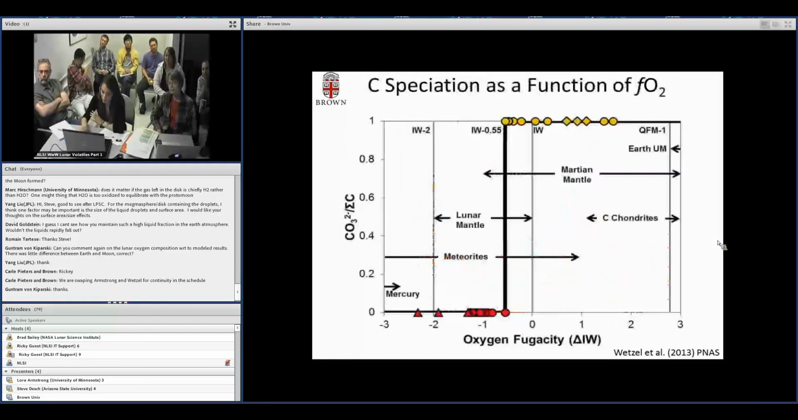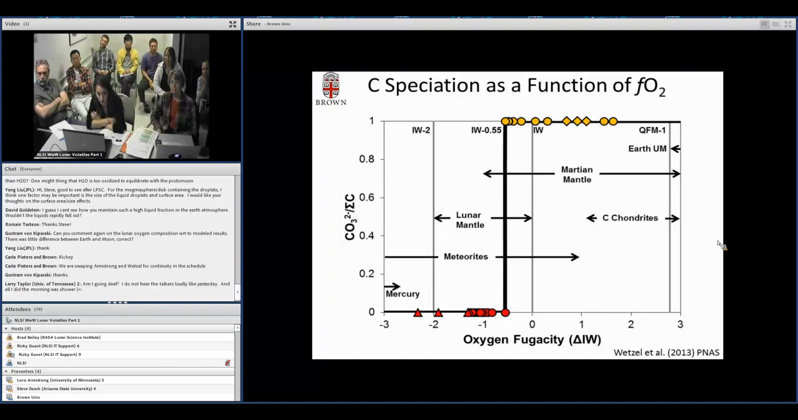And we can actually plot this up, where we can show that carbon speciation is a function of fO2. So we have this transition from iron carbonyl as your main carbon species dissolved to carbonate, and this transition occurs at iron-wüstite minus 0.55. And this is really important because this is right in the middle of the fO2 range that we consider for the lunar mantle. So if we want to talk about how carbon is dissolved, we really should consider both of these options. And you'll also note from this figure that this transition does occur in a range that we should consider for other planetary bodies as well.